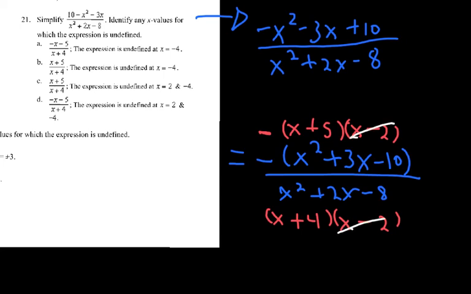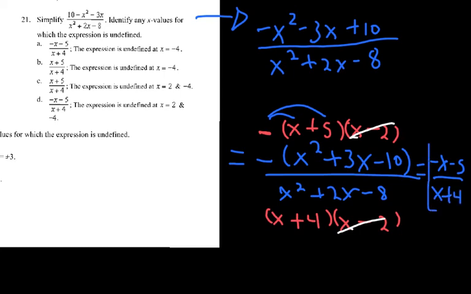Cancel x minus 2. And if you notice on the answers, they don't have parentheses with the negative outside. So they actually distribute the negative, and then the bottom will stay the same. So let's go ahead and write the answer. Equals, you distribute the negative. So we have negative x minus 5, and on the bottom we have x plus 4.